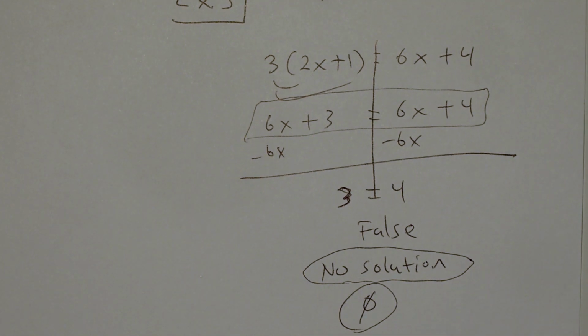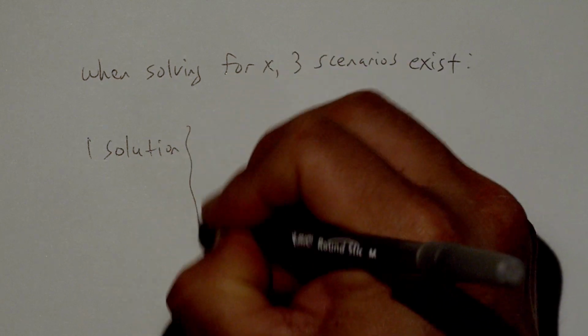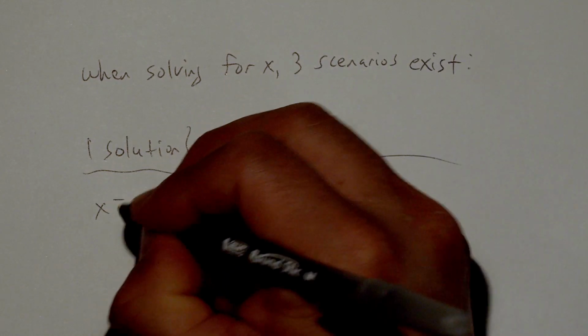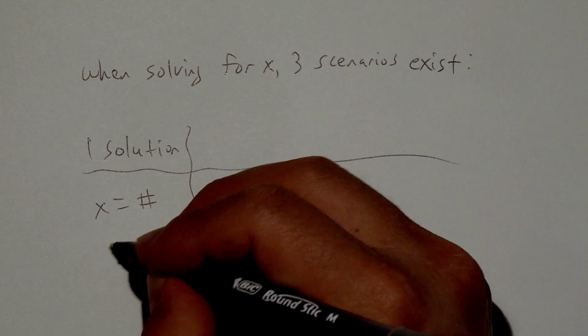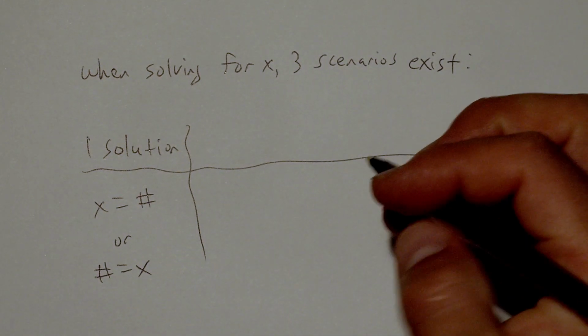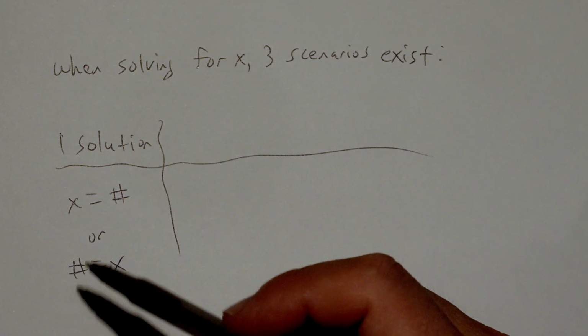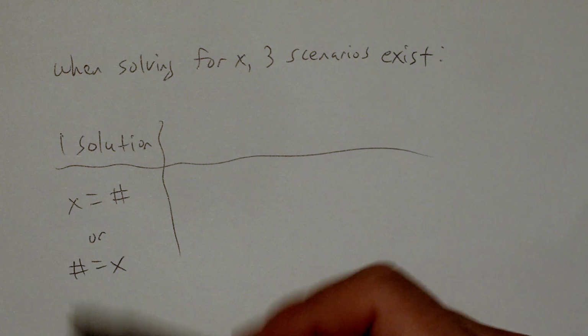Okay, and so now what we need to do is just generalize our 3 different scenarios, because every time you're going to be in one of the 3 scenarios. What are the 3 scenarios here? Let's write them down. The first one is when we have one solution, and this is where we have something like x equals a number, or a number equal to x. This is the one that 99% of the time is the scenario you're in.